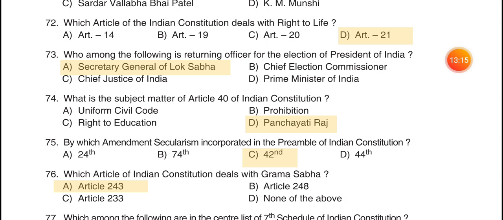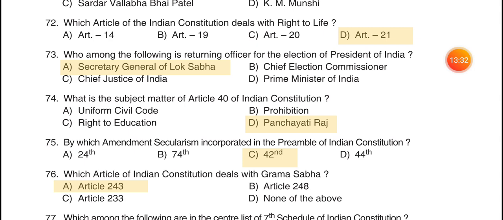72. Which article of the Indian Constitution deals with the right to life? Option D, Article 21. 73. Who among the following is the returning officer for the election of the President of India? Option A, Secretary General of Lok Sabha.